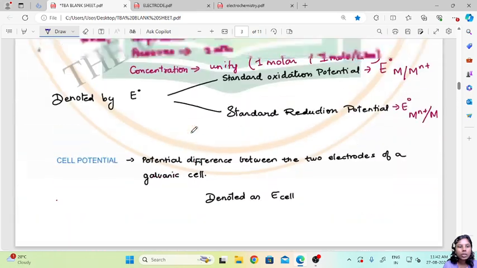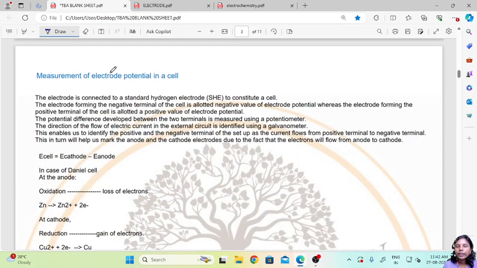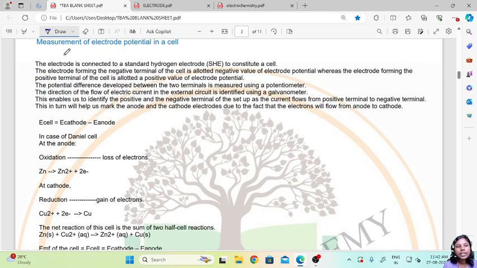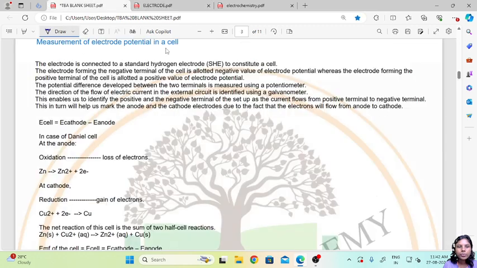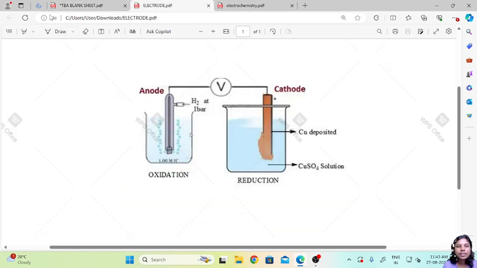Okay, so now we'll look at how to measure the electrode potential of a given cell. So the electrode is connected to a standard hydrogen electrode to constitute a cell. So look at this system. This is our anode, that is we have the SHE, the standard hydrogen electrode here, and this is the cathode that is present. The electrode forming the negative terminal of the cell is allotted a negative value of electrode potential, whereas the electrode forming the positive terminal of the cell is allotted a positive value of the electrode potential. So this is the positive and this is the negative terminal.